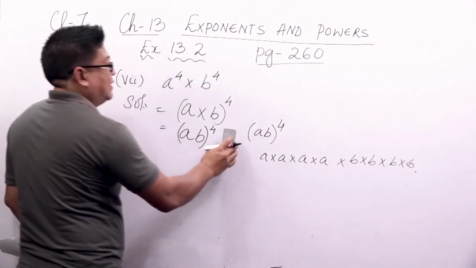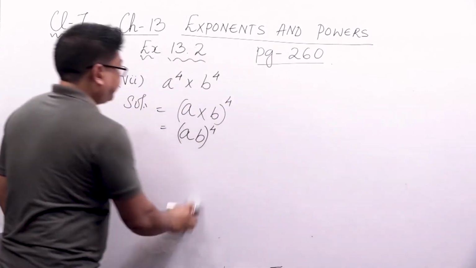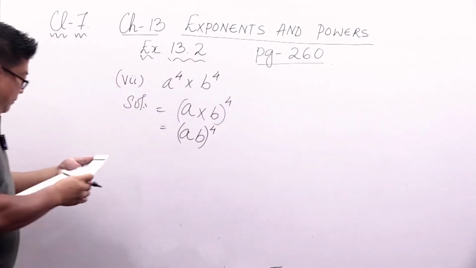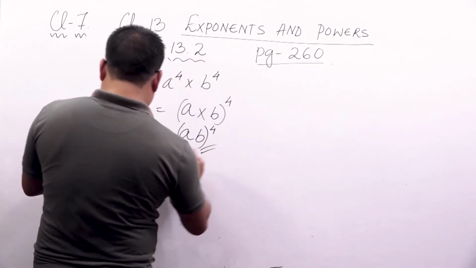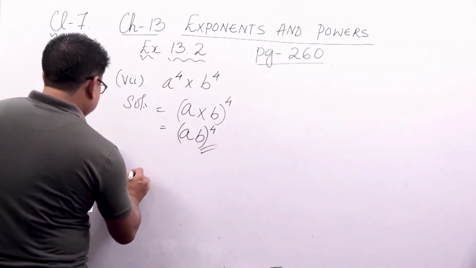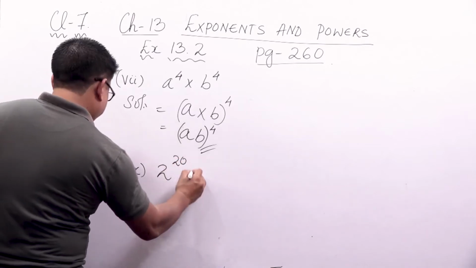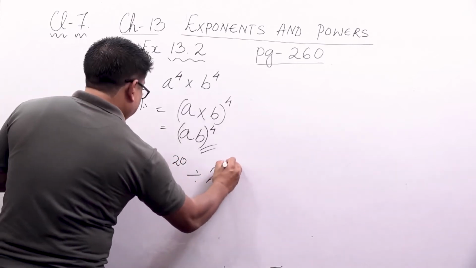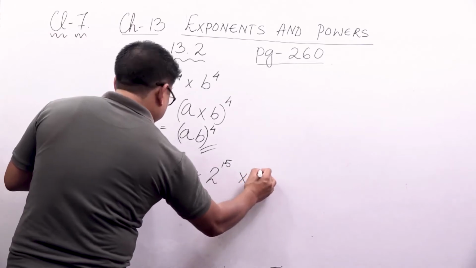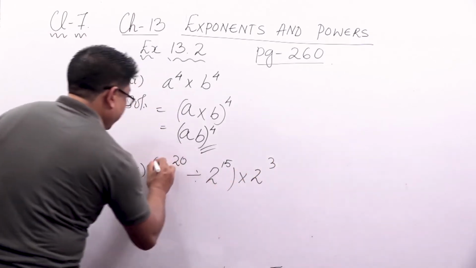Just understand the difference, it will be very easy for you. Okay, so this is the answer for question number 7. Let's look at question 9: 2 to the power 20 divide 2 to the power 15 into 2 to the power 3.